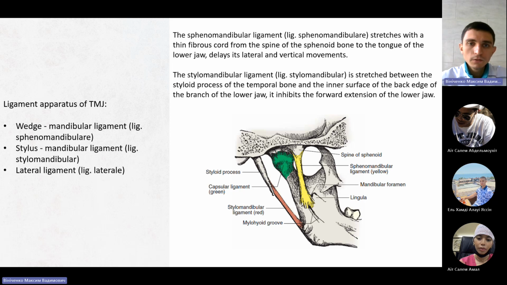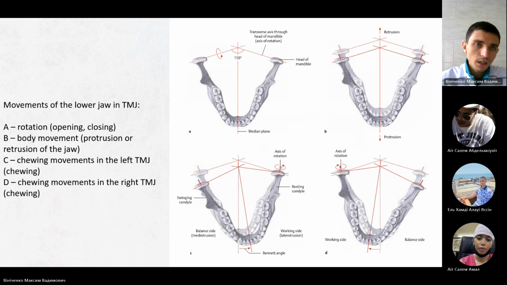It inhibits the forward extension of the lower jaw, when we move our lower jaw forward. Here we could see the transverse axis through the head of the mandible. It is called the axis of rotation. So here are the head of the mandible and the axis of rotation.